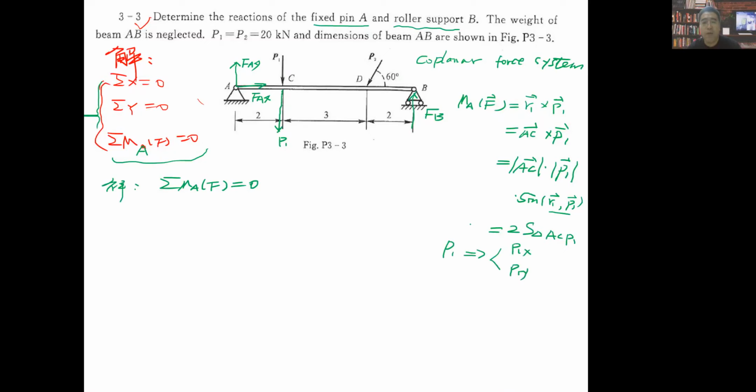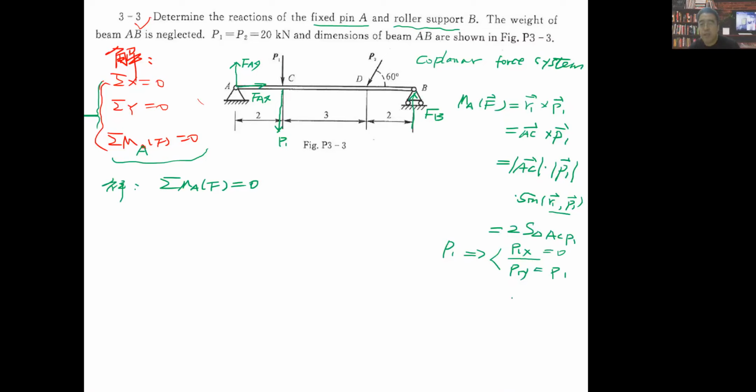And we will always find that each time P1X will have 0 moment to this point, because it will always pass through this point, where we want to calculate this moment. So we only need to consider P1Y. Actually, this P1 interaction line is totally along the vertical direction of the Y-axis. So this one will be 0 and this one just equals P1.